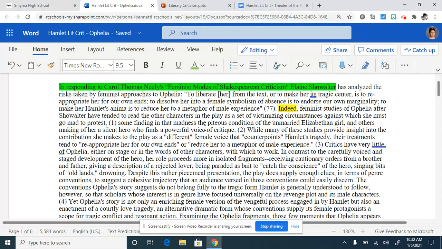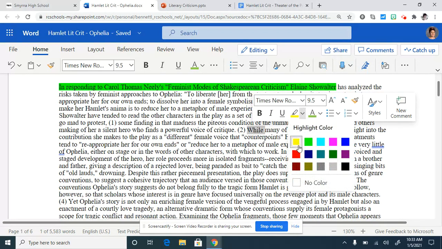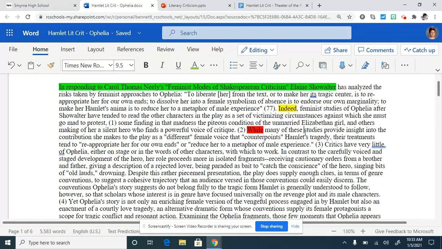These are kind of the two different edges of Ophelia that we talked about when we were looking at the artwork. While many of these studies provide insight into the contribution she makes to the play as a different female voice that counterpoints Hamlet's tragedy, their treatments tend to, quoting Showalter again, reappropriate her for our own ends or reduce her to a metaphor of male experience. Now, this word while shows disagreement because you can tell there's going to be a contrast. While these studies do provide some insight, they tend to reappropriate her or reduce her.